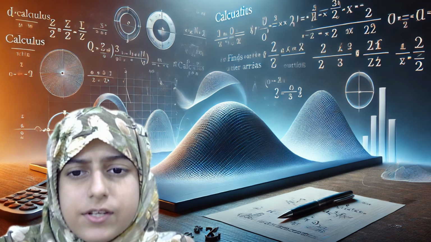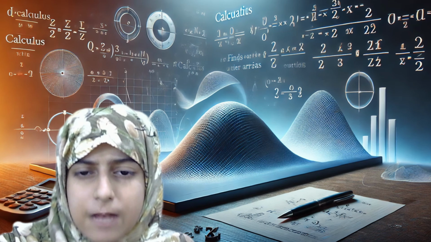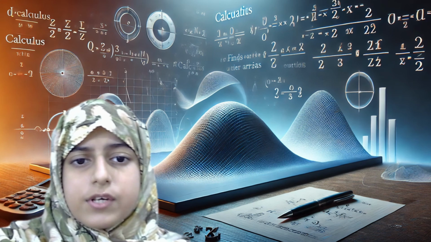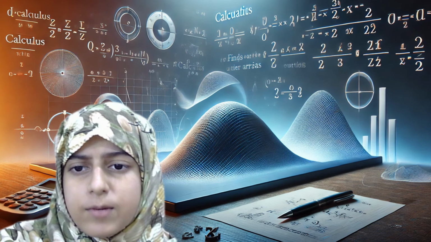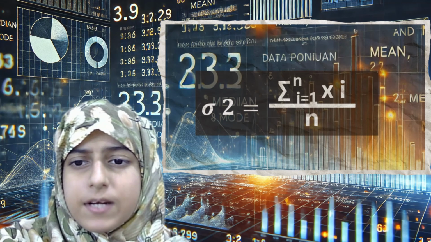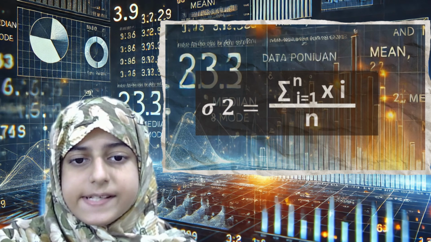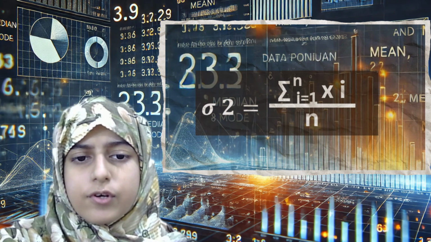And mode is the number that shows up most. Statistics help us find it coast to coast. Variance and standard deviation too. Sigma squared equals the sum of squared differences between each number and the average, divided by the total number of values. Now you: standard deviation equals the square root of the variance.